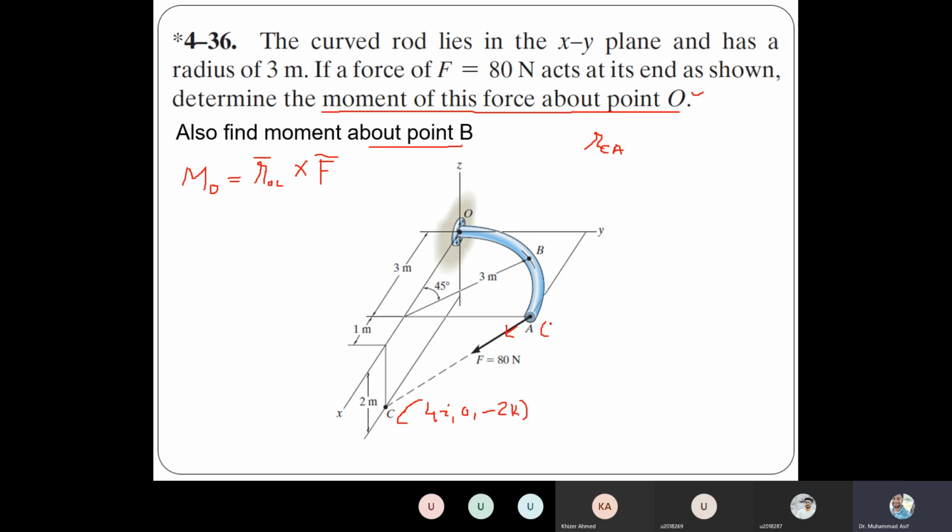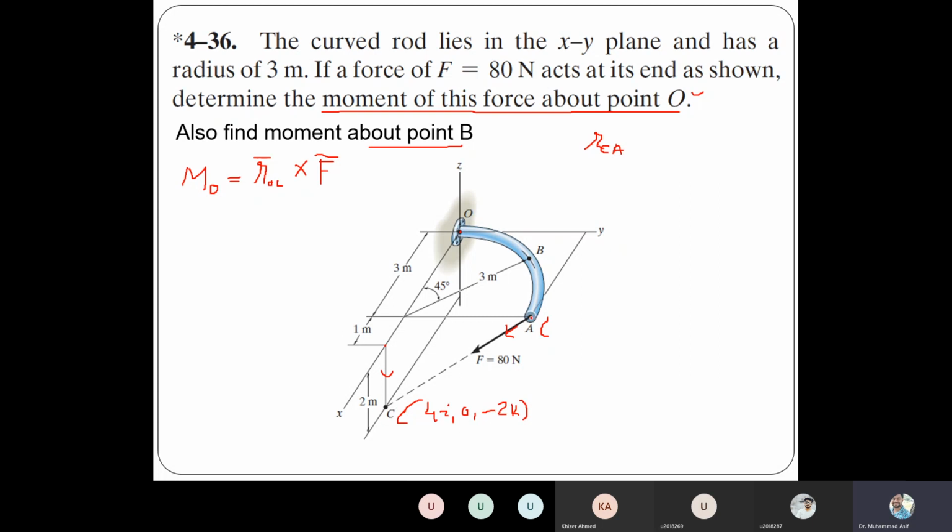What about the coordinates of A? For the coordinates of C, you have to start from the origin. How can you reach C? You have to move in the x direction up to here. So 3 plus 1 means 4 in the i direction, and then downward means the minus k direction, minus 2k. So 4i minus 2k will be the coordinates of C.